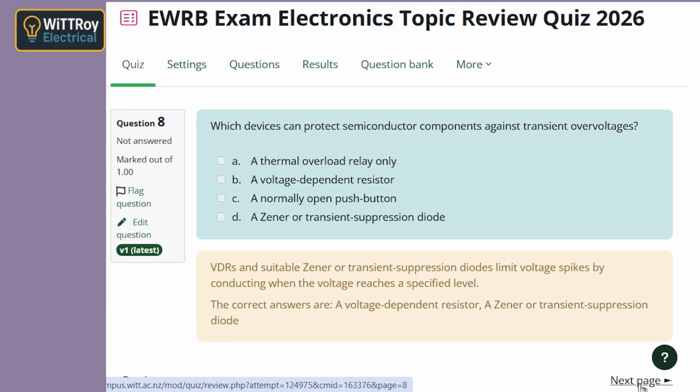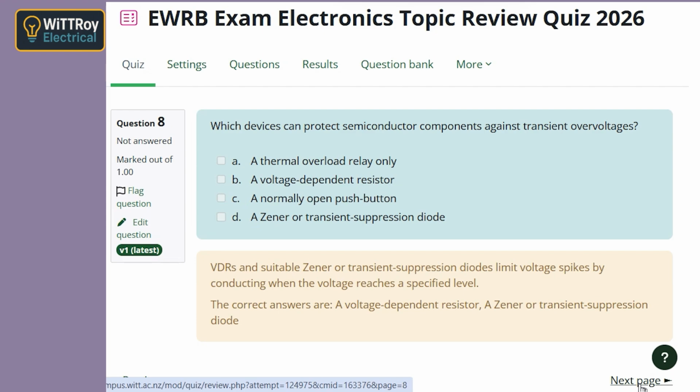Question 8. Which devices can protect semiconductor components against transient overvoltages? I went with a thermal overload relay. My thinking was that it protects equipment, but I didn't separate overheating protection from surge protection. Well, that choice sounds possible at first, but it does not fit the circuit. Let's check the key facts.